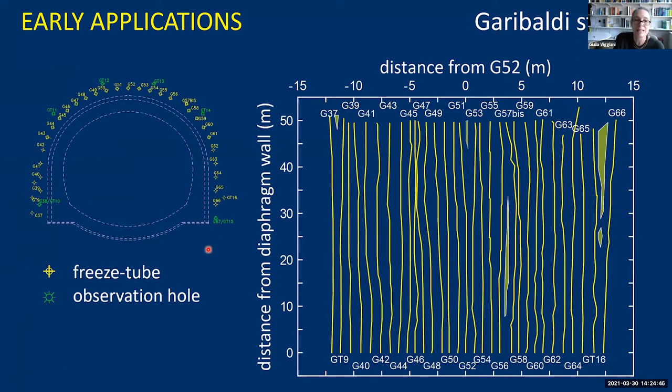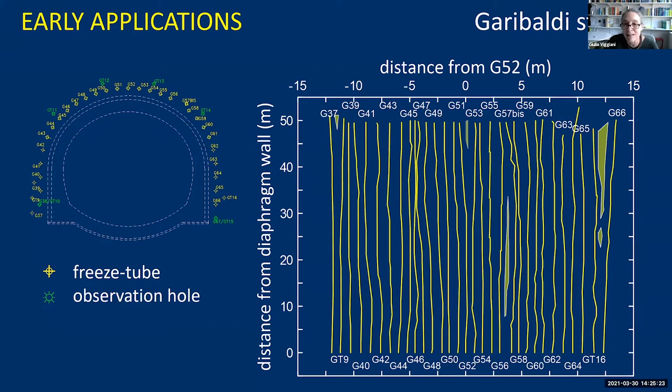So this is a typical layout. You have the section of the tunnel and you have all the freezing tubes around the tunnels. This is stage one of Garibaldi Station freezing tunnels. And the checking for freeze tube alignment was very important. Even if the freezing holes were inserted by directional drilling, a technique that permits to control very closely the position of the freezing hole over the required length of about 50 meters, so each platform tunnel was 50 meters long, there are unavoidable deviations from the desired alignment.